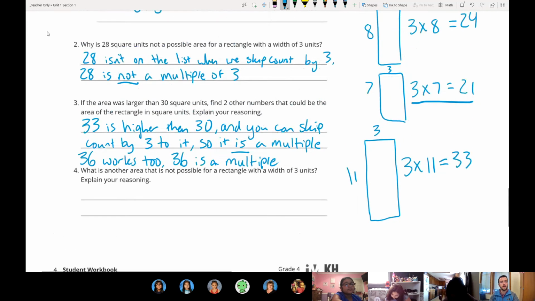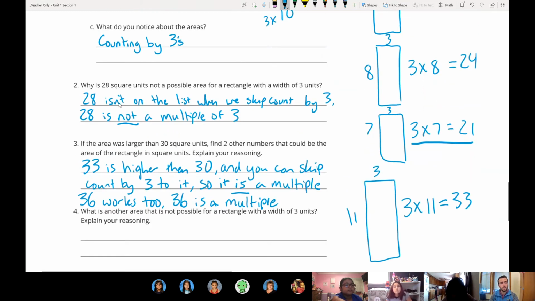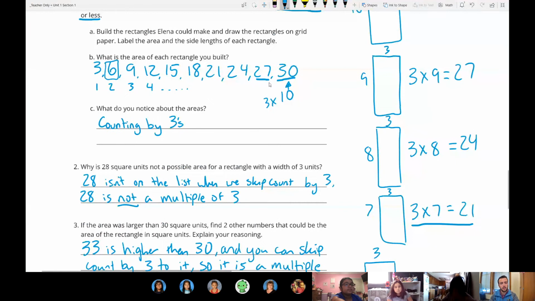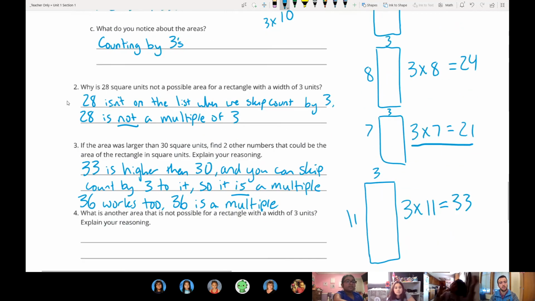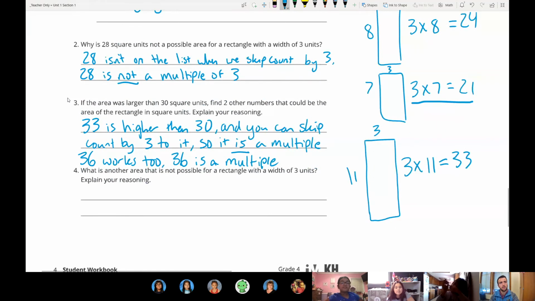If we go up to number 2 up here, remember it says, why is 28 square units not a possible area? And we said, well, 28 isn't on the list when we skip count by 3, and 28 is not a multiple of 3. So what's another number up here that we didn't land on? We landed on 3, we landed on 6, 9, 12, 15. Camila, do you want to share a possible area that couldn't be met by a width of 3 units?